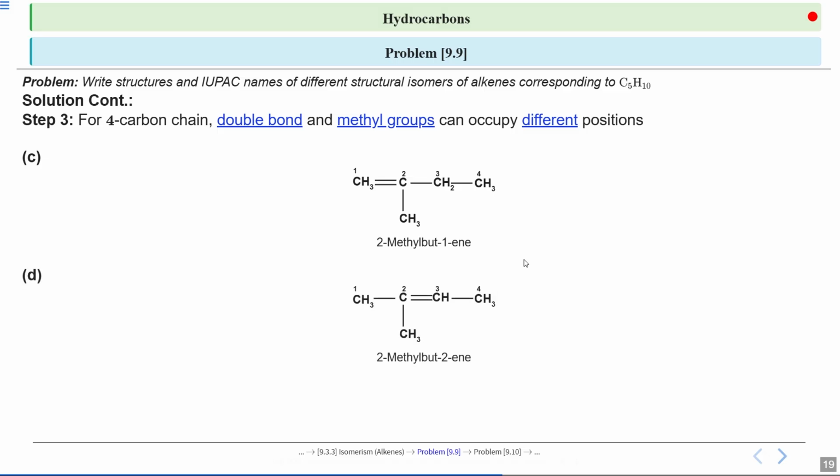Now we have another isomer, which is 2-methyl-but-2-ene. In this structure, the double bond is between the second carbon and the third carbon atom, and the methyl group is also attached to the same second carbon where a double bond is there. This slight change in the position of the double bond can create a different isomer with a different name.